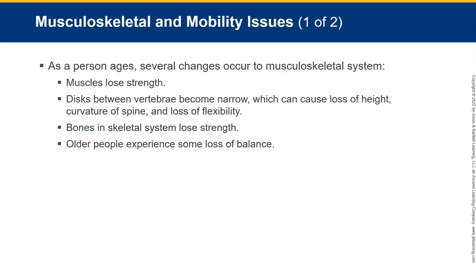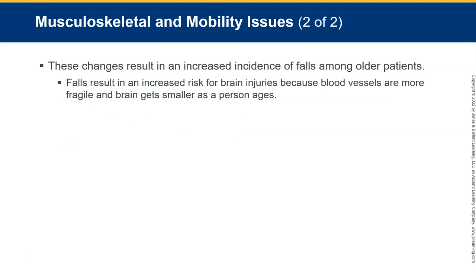And then some balance issues also, which we talked about, could be with hearing issues. There's a number of reasons someone can start to lose their balance. So loss of muscular strength, weakened bones, decreased balance, all that results in an increased incidence of falls among this population. Falls in older patients result in an increased risk for brain injuries because, first off, the blood vessels in older people become more fragile, and then the brain gets smaller as a person ages. So that can certainly increase the risk for brain injuries.